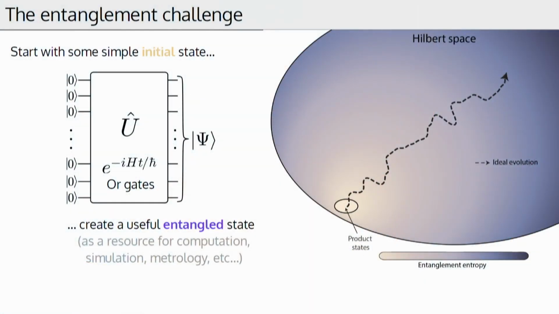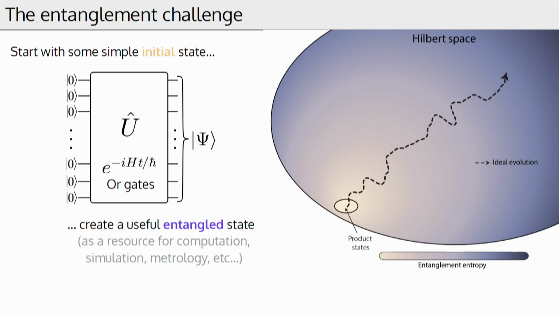To start out, I want to frame a fundamental challenge in quantum science, which I'll call the entanglement challenge. No matter what type of quantum science we're studying, we generally start with some simple initial state, and then apply some generally unitary evolution to our system and produce some useful entangled state, which we use for computation, simulation, metrology, et cetera. There are different ways in which you could imagine doing this evolution. You could do it with digital gates, like with a digital quantum processor. You could do it with a simple Hamiltonian that you apply over time, in an analog quantum simulation context. I'll get into both of those throughout the talk.